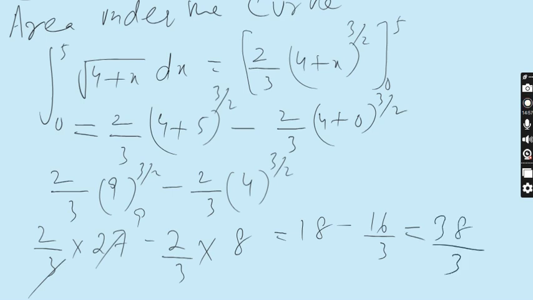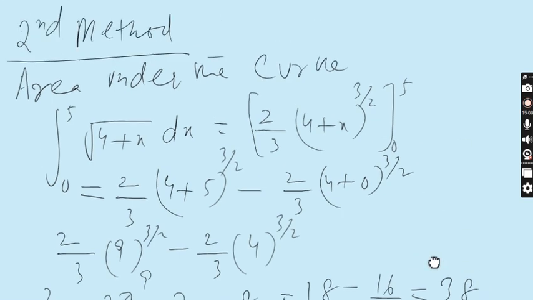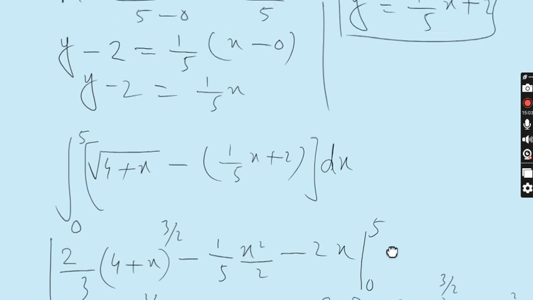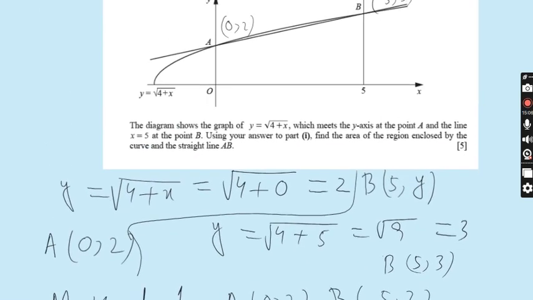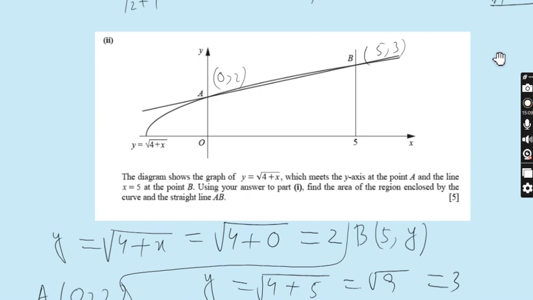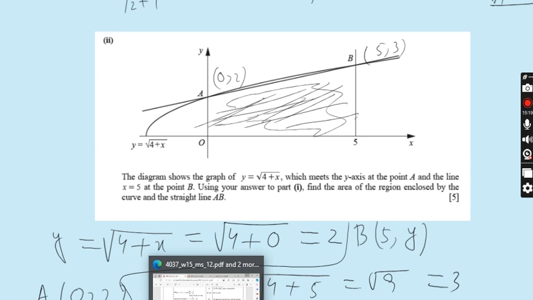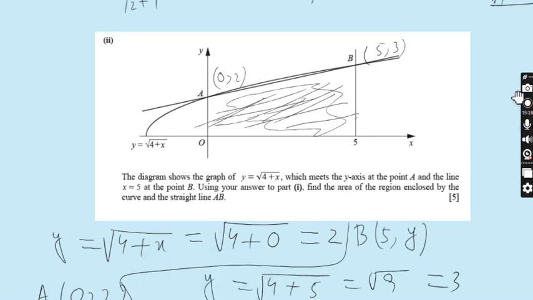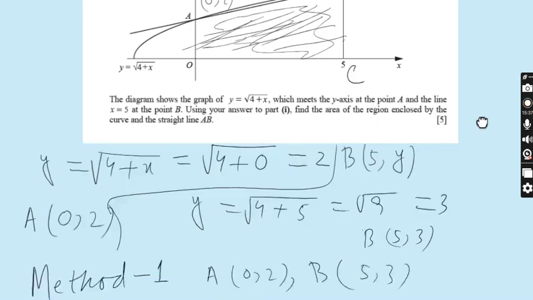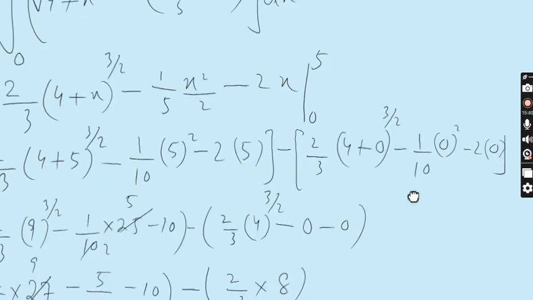So this 38 upon 3 is the area under the curve, meaning the area of this whole thing. But we just need the area between the straight line and the curve. So we must find the area of this trapezium OAB, or we can say OC if I assign the name C. OABC. Find the area of the trapezium.